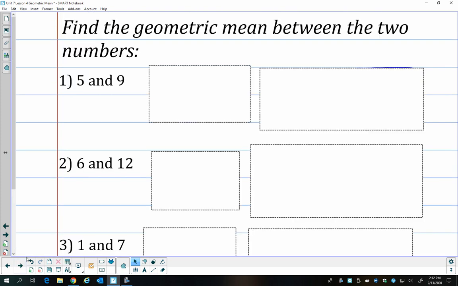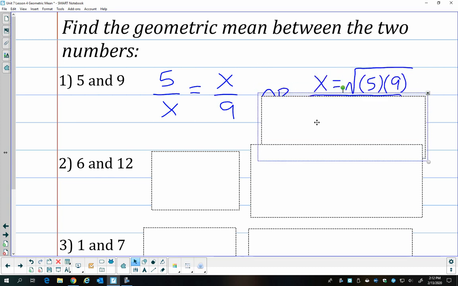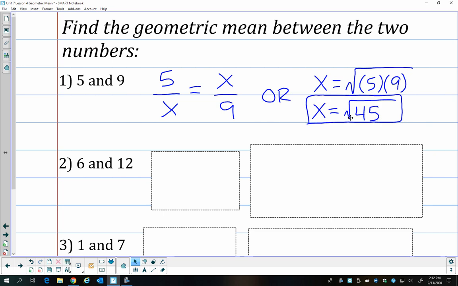So let's do a couple examples, and I'm going to do both methods. In terms of a question like this, you can choose the method you like best. So we could write a proportion to find the geometric mean of 5 and 9, 5 over x, x over 9. Or we can just say that is the square root of those two numbers multiplied, which is root 45.